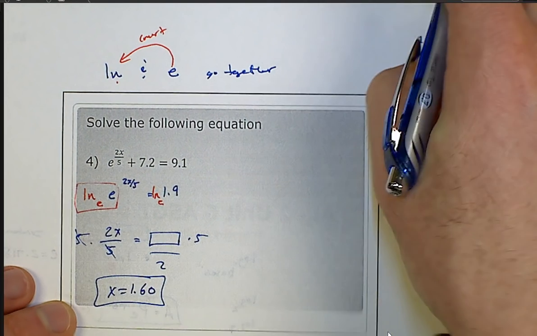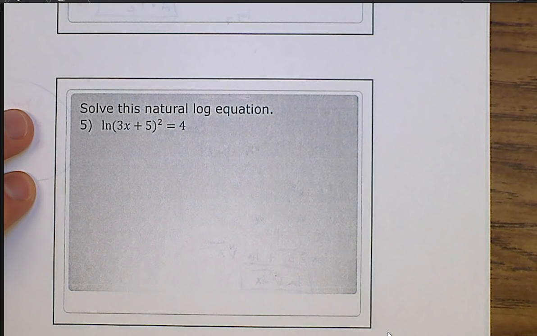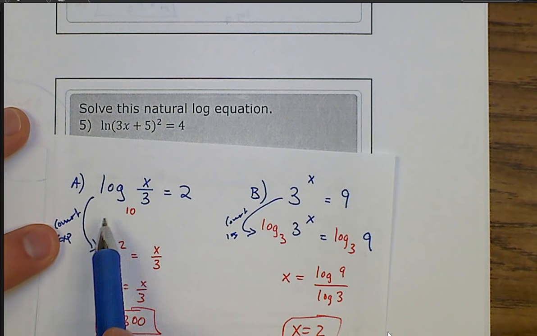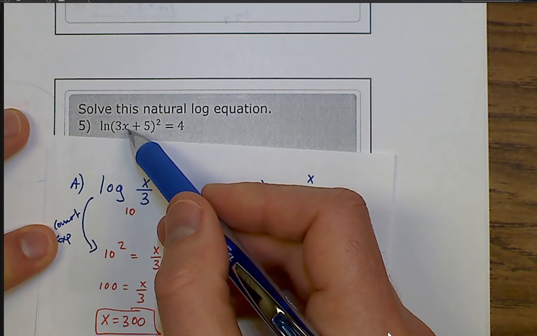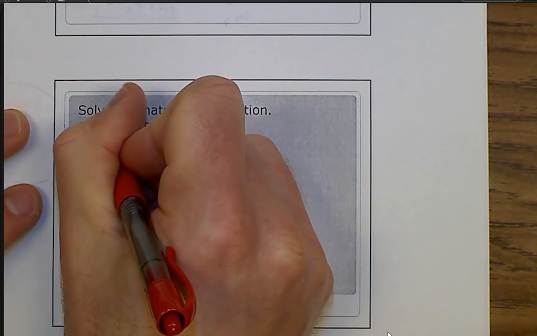Okay? So number 5 is kind of the opposite. Now you have something where it's a natural log. Well, what did we do when we had something in log form? We converted it to exponent form. We're going to do the exact same thing here. So what I always do is I'm going to go, okay, that's an ln, so it's in natural log form.